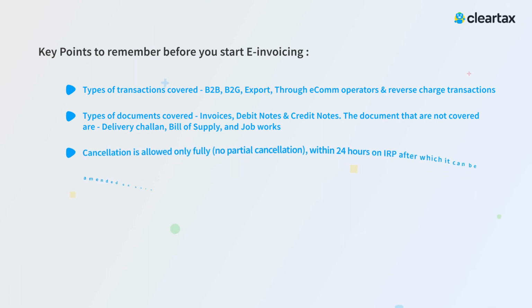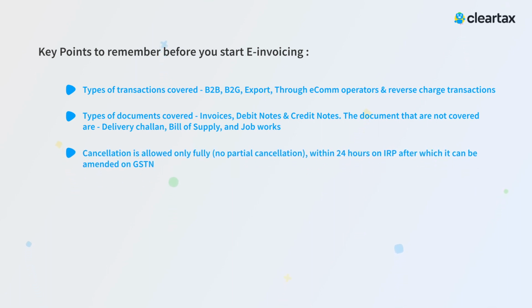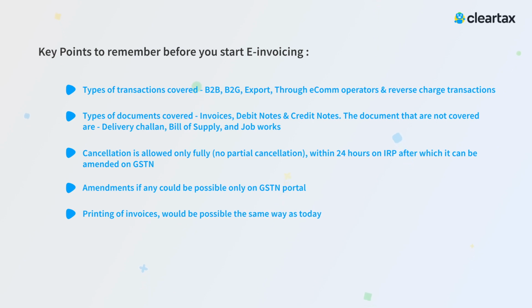Cancellation is allowed only fully, with no partial cancellation, within 24 hours on IRP, after which it can be amended on GSTN. Amendments, if any, could be possible only on the GSTN portal. Printing of invoices would be possible the same way as today.